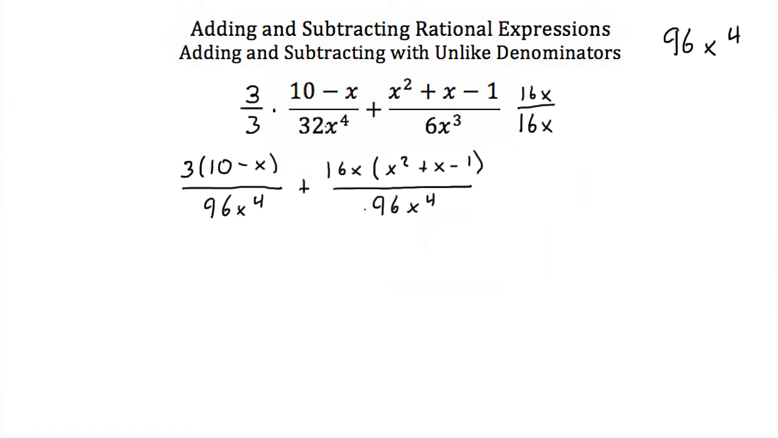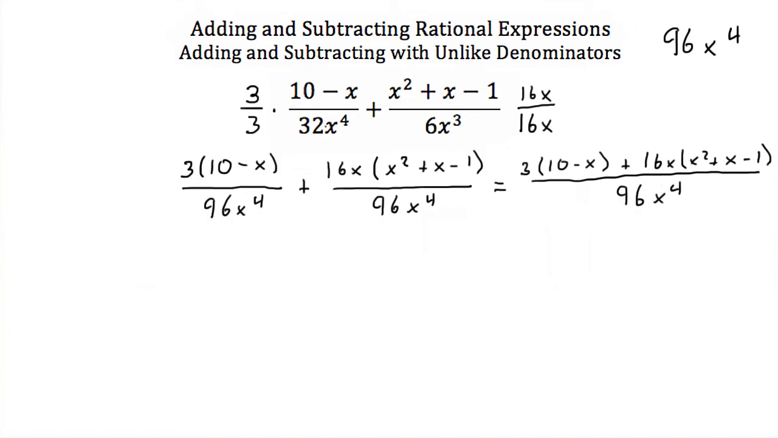Now because I have a common denominator, I can rewrite this as 3 times 10 minus x plus 16x times x squared plus x minus 1, and this is all over 96x to the fourth. So now that I've found my common denominator, I can just add my numerators. Now my last step would be to simplify this.